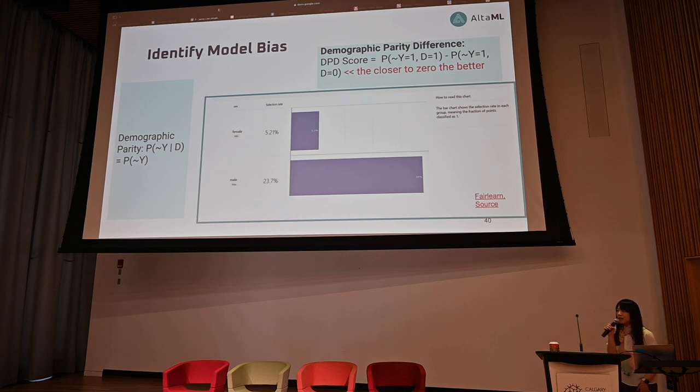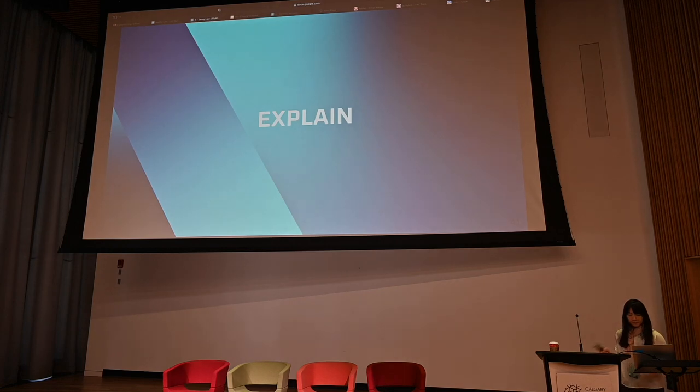Identify model bias. Previously I talked about demographic parity. The DPD score is a commonly used fairness metric for you to identify if there's model bias or not. This plot is from Microsoft Fairlearn, so you can use open source toolkits like Fairlearn to identify this model bias by evaluating the DPD score. Explain is the next stage.